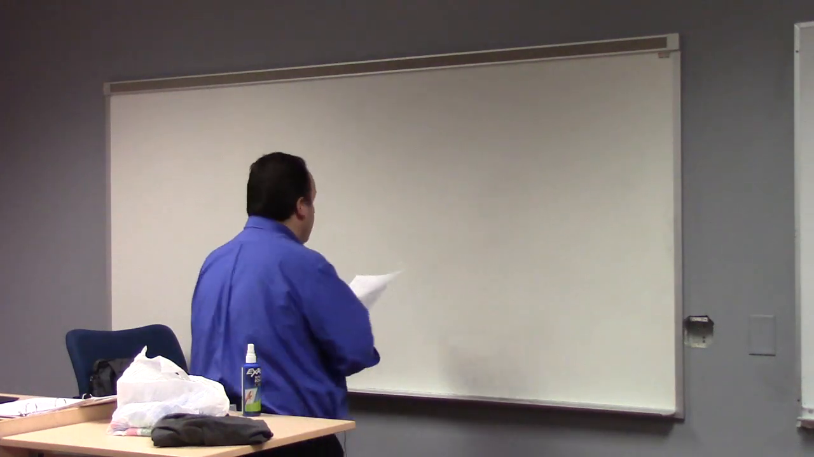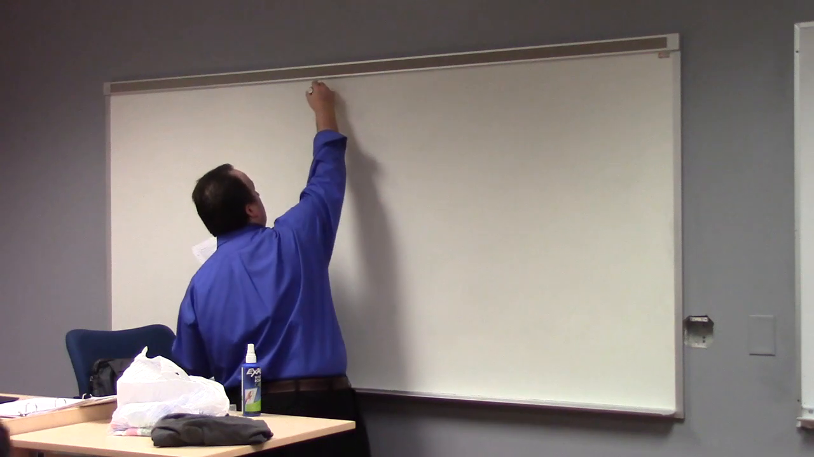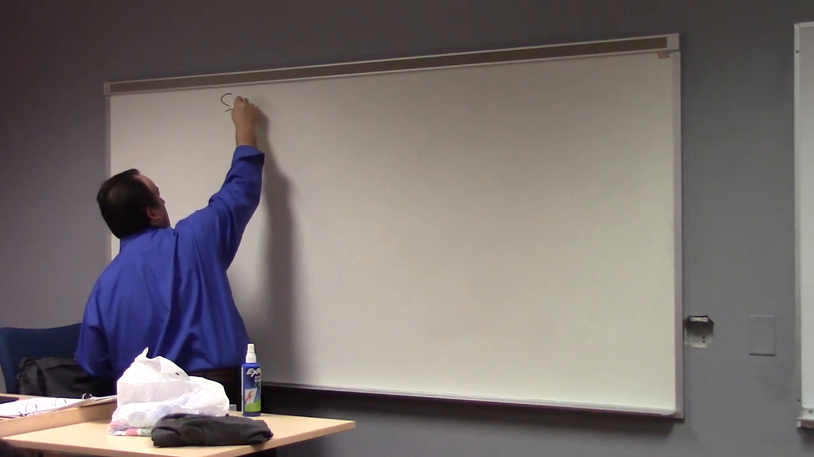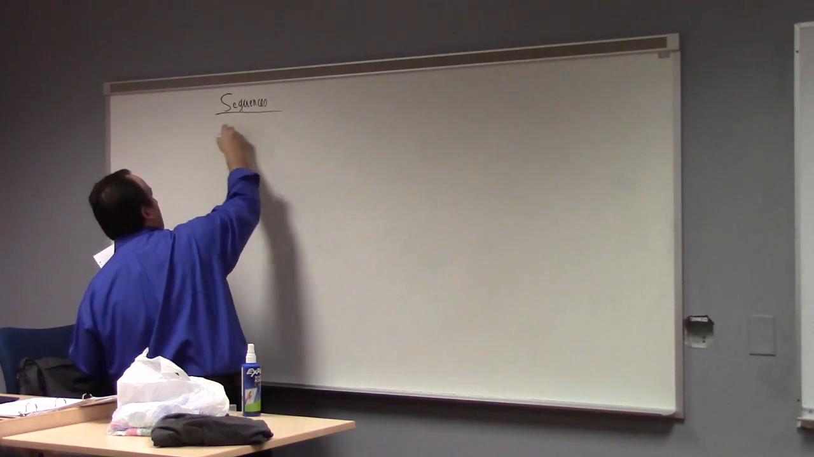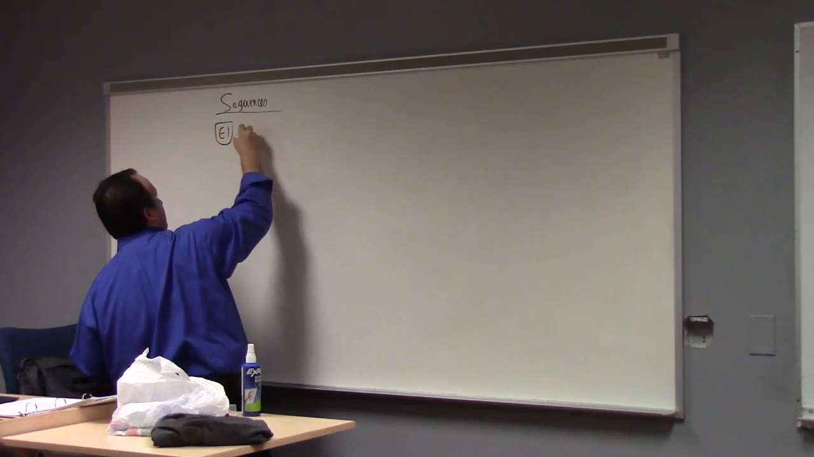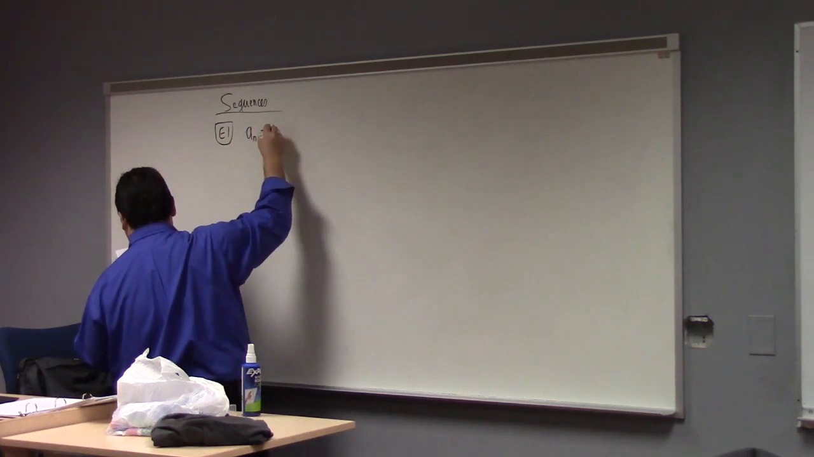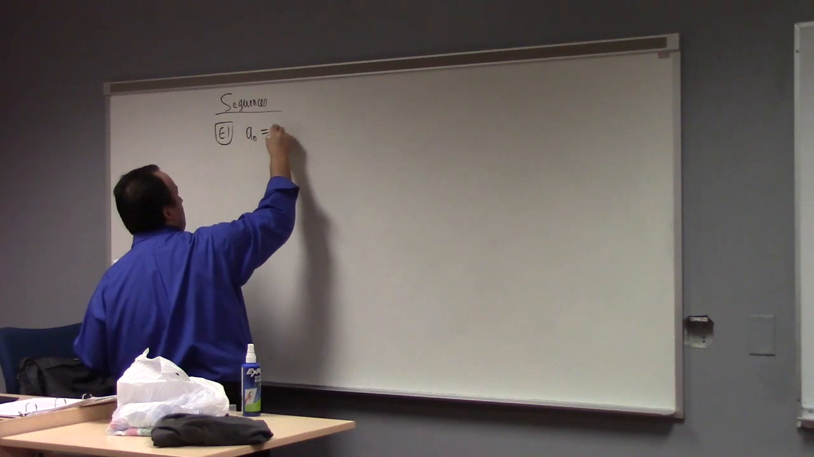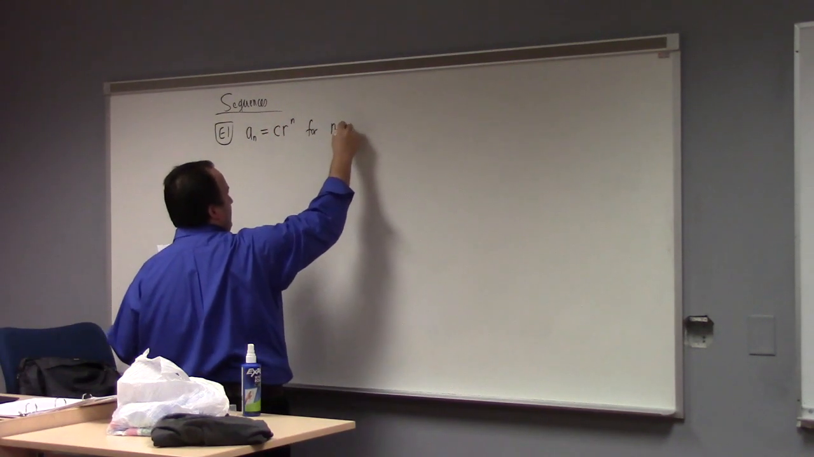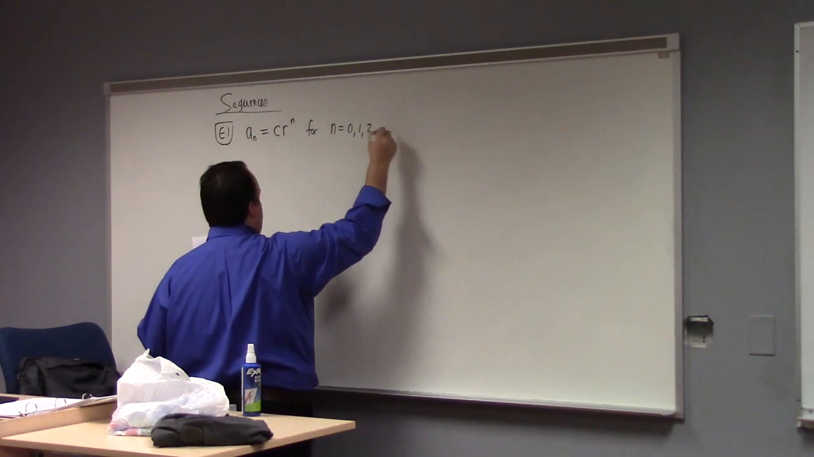So we were talking about sequences. I have an example or two more to show you. Example 1: I could have a sub n equals c r to the n for n equals 0, 1, 2, and so forth.